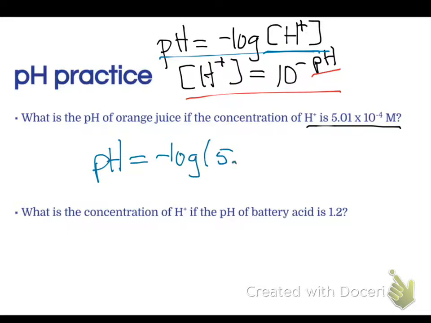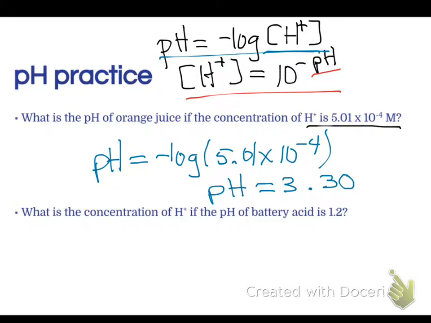So I'm just going to plug in the concentration into the formula. It's also important to be able to use exponent notation with your calculator. So if you need help with that, please come by sooner rather than later. I don't want you struggling with your calculator to get these answers. So my calculator tells me that the pH of a 5.01 times 10 to the negative 4 solution is 3.30. That's pretty low. But we kind of expected that because orange juice is a citrus fruit, and so it's similar to lemons, which means it has a lot of acid.